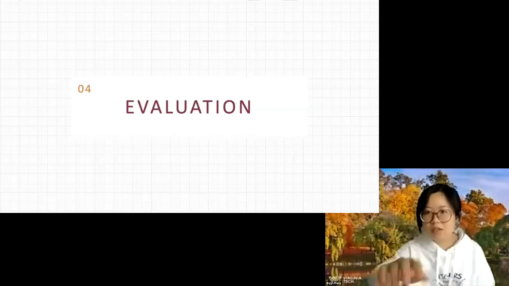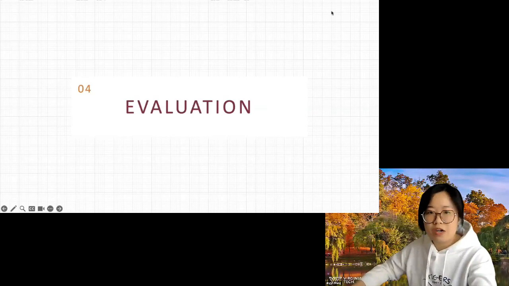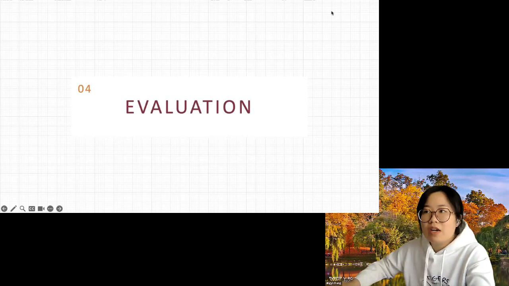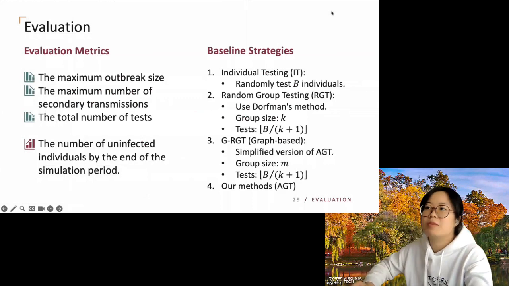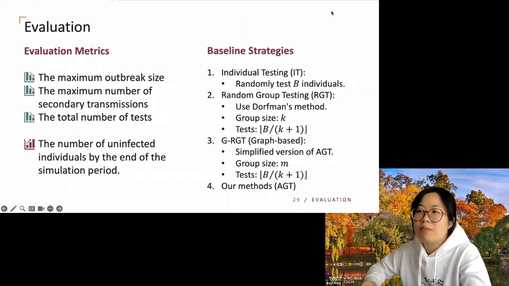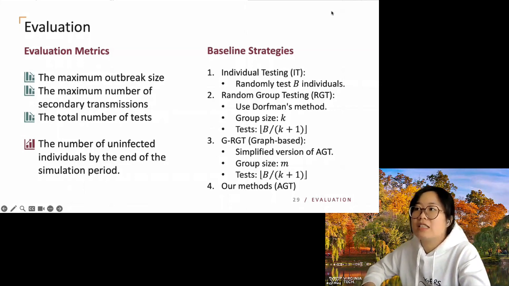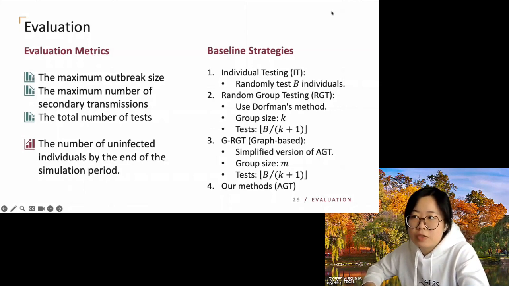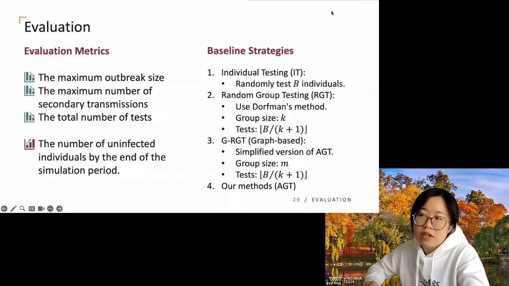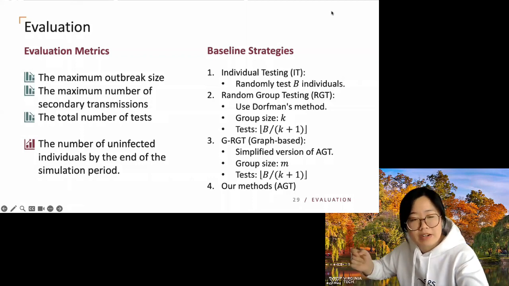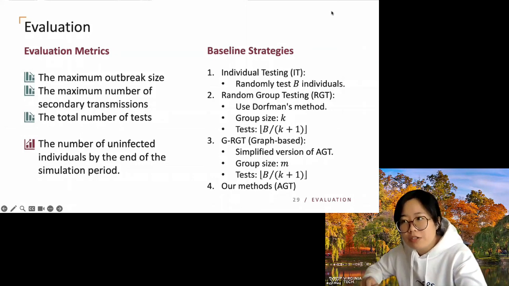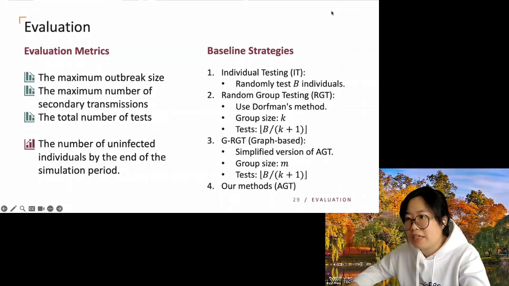So for evaluation, we compare our testing strategy in terms of the maximum outbreak size, the maximum number of secondary transmissions, the total number of tests, and the number of uninfected individuals by the end of the simulation period. For the first 3 metrics, the lower the values, the better the strategy performs. For the last one, the higher the better. We report the average of results over 100 simulations for each experiment.